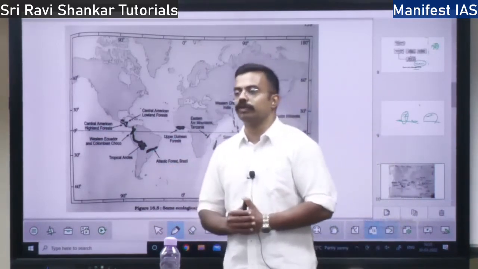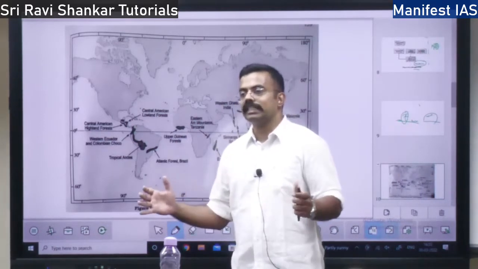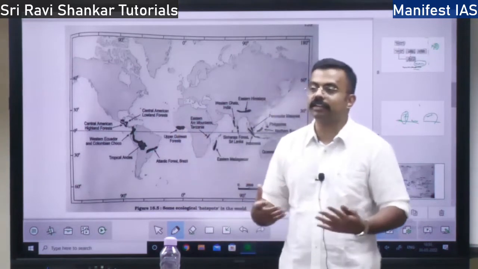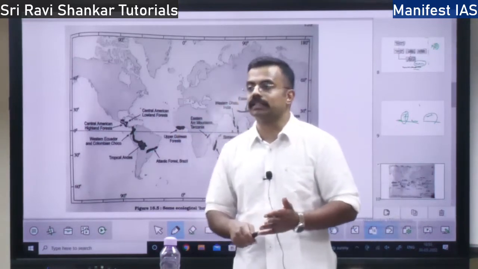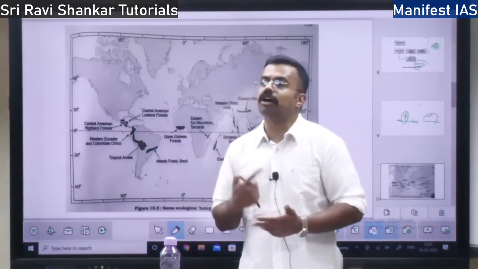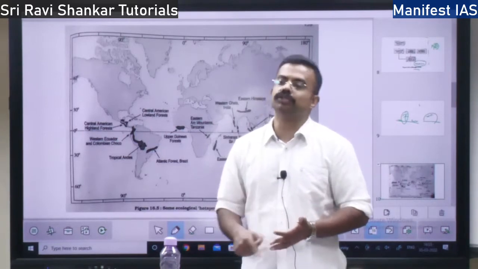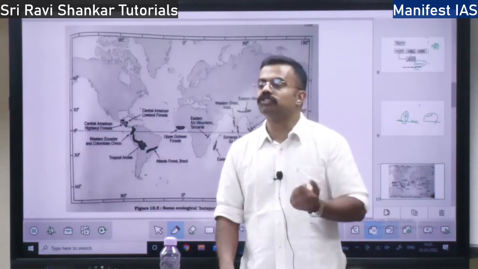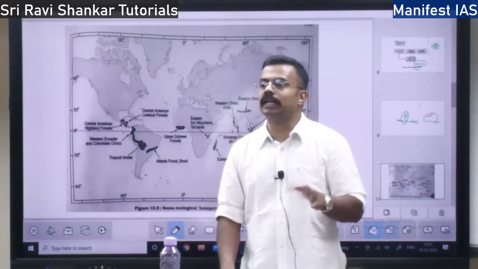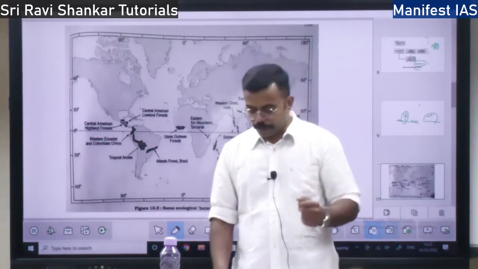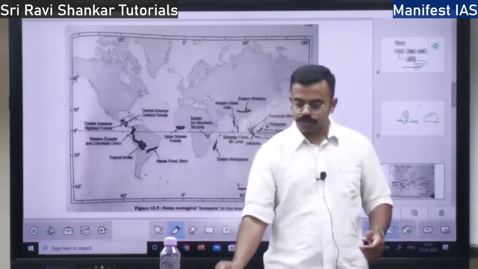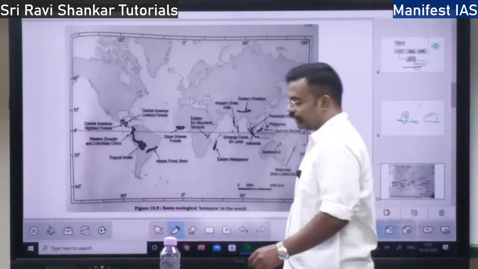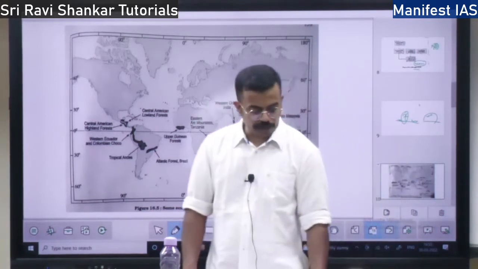Is it equally distributed? Biodiversity is concentrated in some places. You take the equatorial forest, the Amazon forest. There is a lot of biodiversity, thousands of plants, thousands of animals. But if you take the polar region, there is hardly any biodiversity, hardly one or two plants, five or six animals. So biodiversity varies from place to place, right? Under this, when we talk about biodiversity, we have to talk about the variety of diversity.